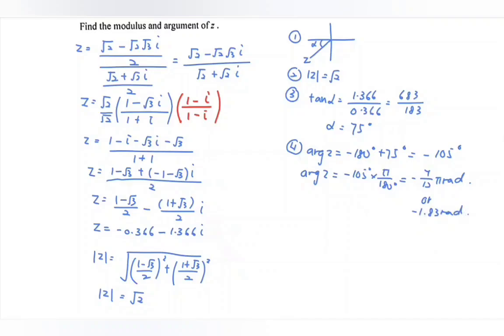So the question asks us to find the modulus of z and also the argument of z. So if you want to express in the form of polar form, z will be equals to square root of 2 bracket cos bracket negative 7 over 12 pi plus i sine bracket negative 7 over 12 pi. So that would be the polar form.